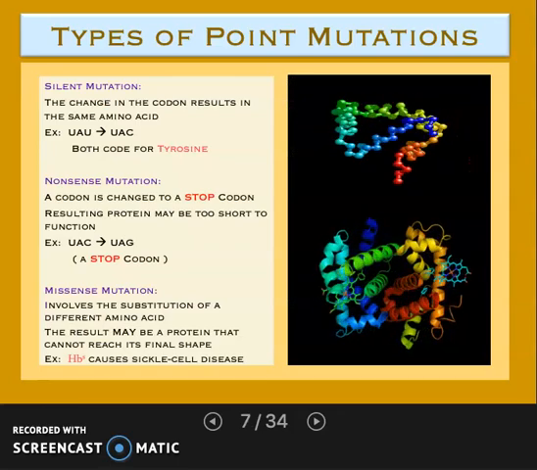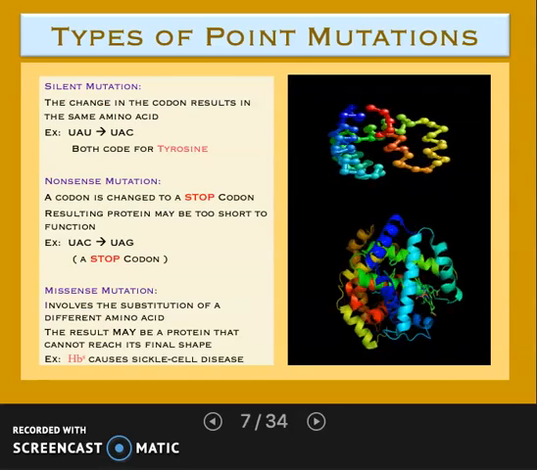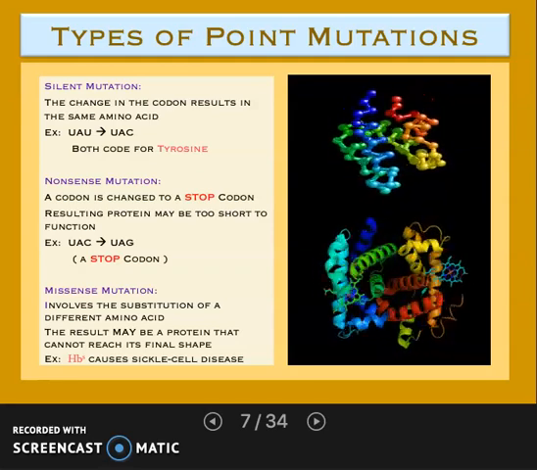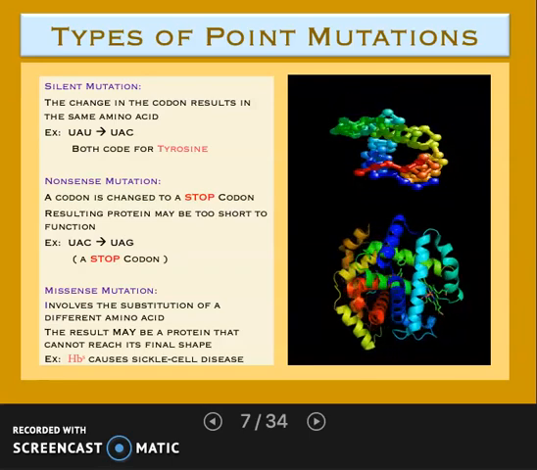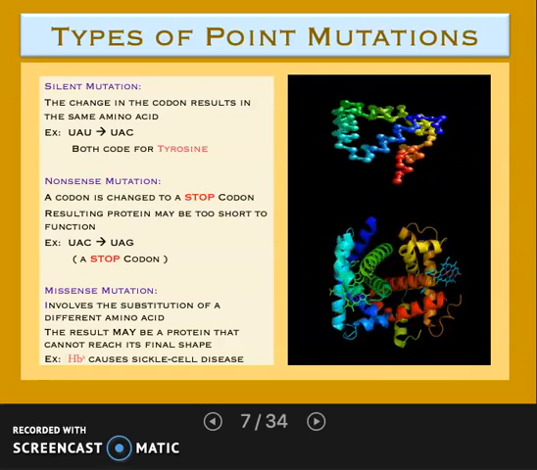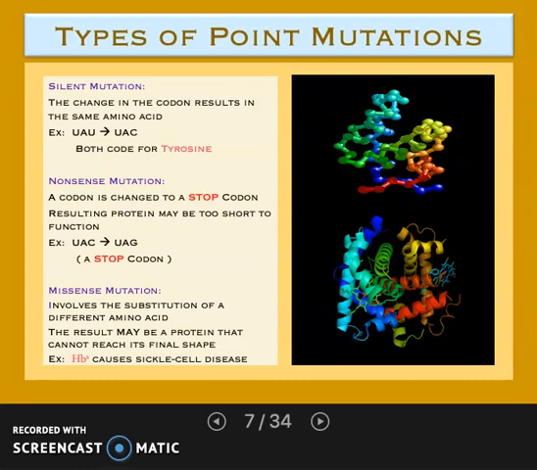So, when we talk about point mutations, we have 3 types of point mutations. The silent mutation. I can change a letter in the codon, say from UAU to UAC, and I will still get the same amino acid. All right, so remember from our studies before that the genetic code is redundant. Both UAU and UAC code for tyrosine.